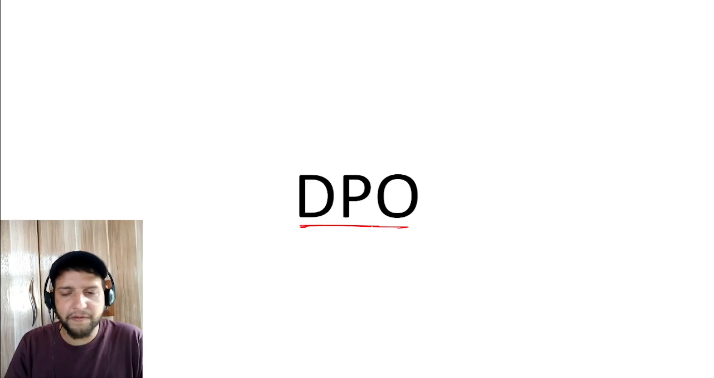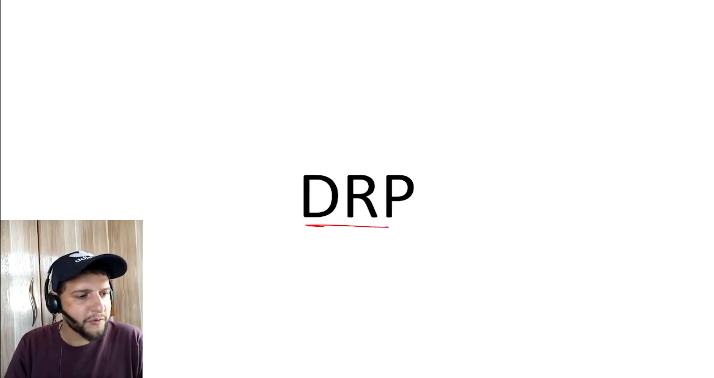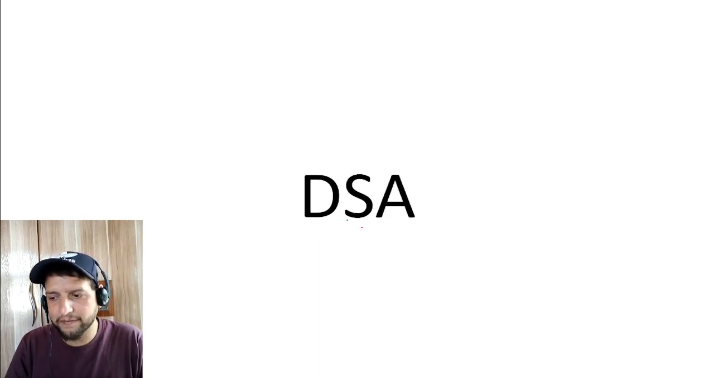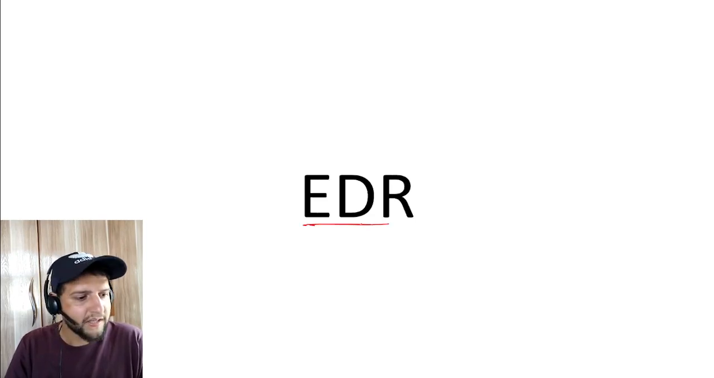DPO is your data privacy officer. DRP is your disaster recovery plan. DSA is your digital signature algorithm. EDR is your endpoint detection and response.